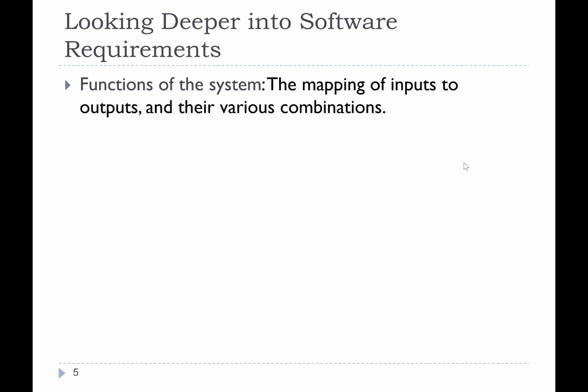Okay, given this input, I'm going to give you that output. So if you give me a 3 and a 2, and this is an addition functionality, I'm going to give you a 5. So that addition function is a mapping function from the 3 and the 2 to the actual 5. It could be a square function.